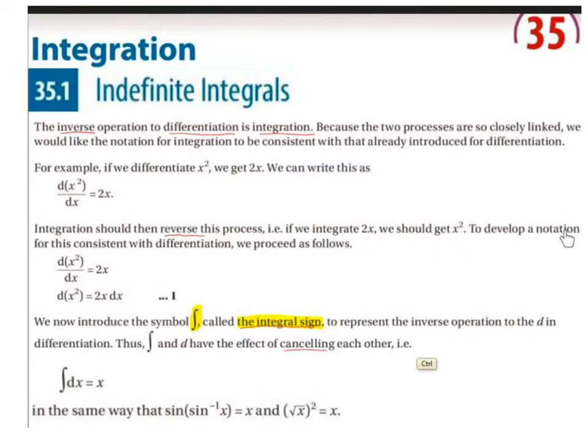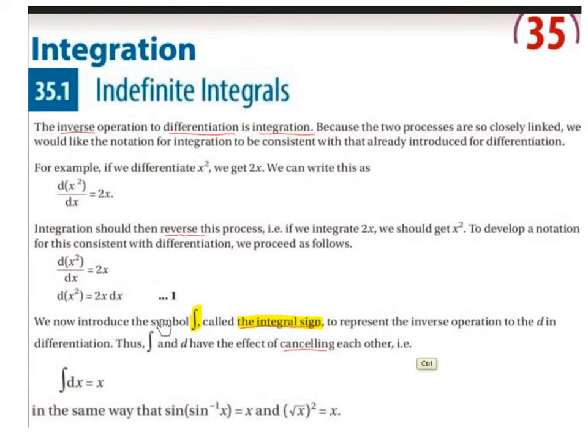To develop a notation for this consistent with differentiation, we proceed as follows. d/dx of x squared equals 2x. d of x squared equals 2x dx. So basically we multiply both sides by dx. So we end up with 2x dx.